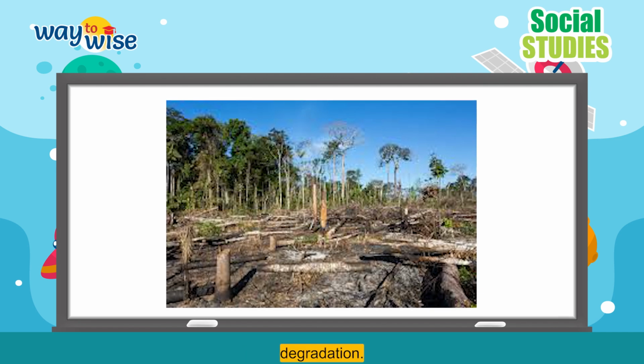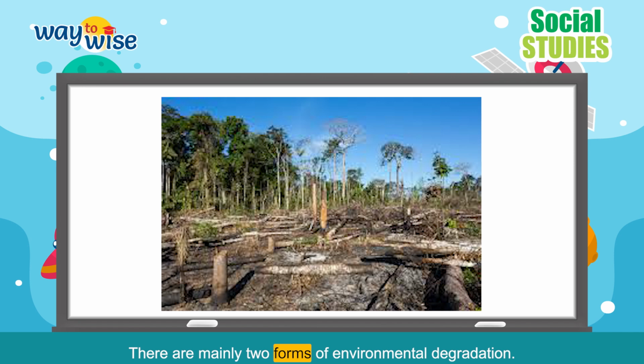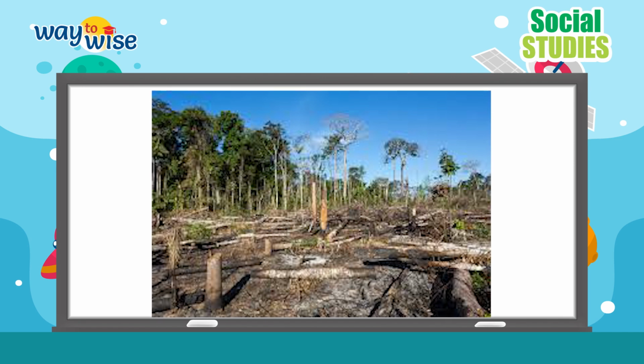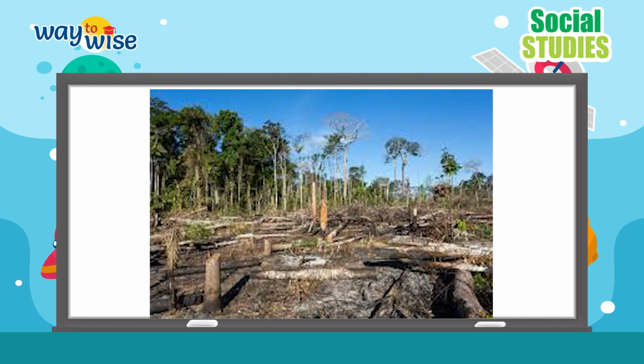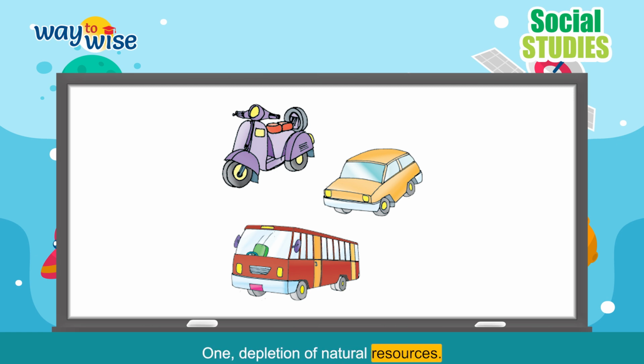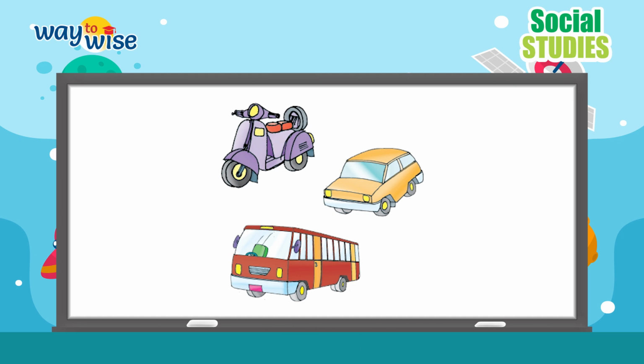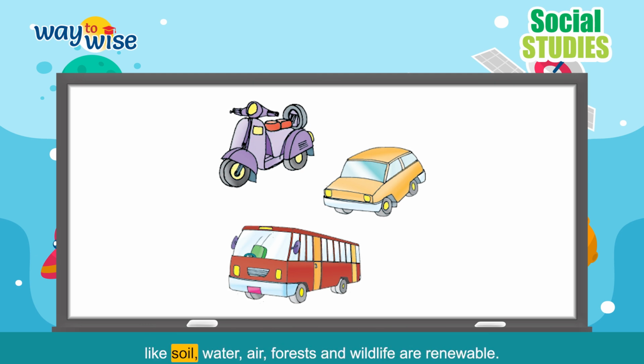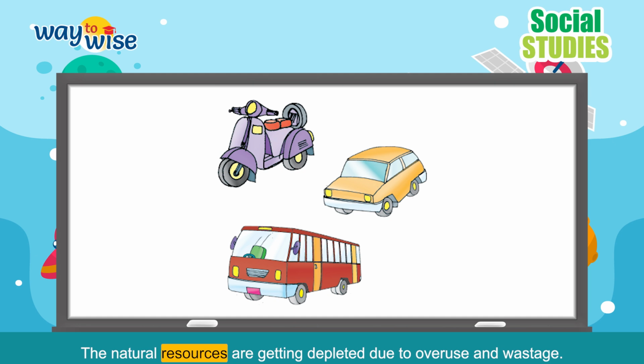Forms of environmental degradation. There are mainly two forms of environmental degradation. 1. Depletion of natural resources. 2. Pollution of resources. 1. Depletion of natural resources. The free gifts of nature such as minerals, soil, water, air, forests, wildlife, etc. are called natural resources. Some natural resources like minerals are non-renewable and some natural resources like soil, water, air, forests and wildlife are renewable. The natural resources are getting depleted due to overuse and wastage.